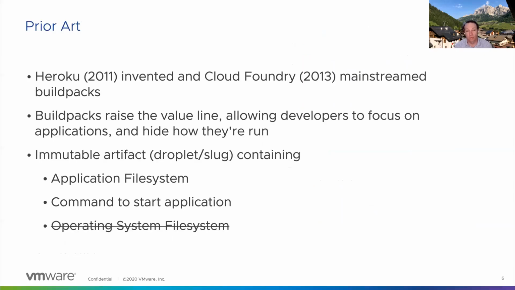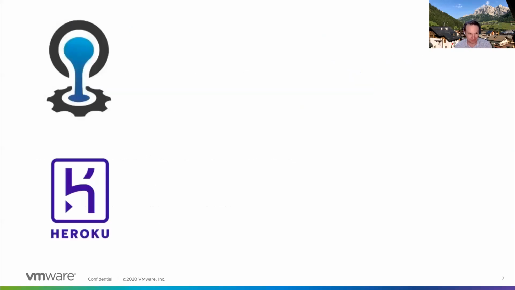So buildpacks aim to raise that value line, right? And we are roughly doing the same kinds of things. Buildpacks have always created immutable artifacts. We called it a droplet in Cloud Foundry. It was called a slug over on the Heroku side, that contains the application file system and the command to start the application. But what it doesn't actually contain is an operating system file system. And this is going to end up being important. We'll see it all the way at the very end of this presentation.